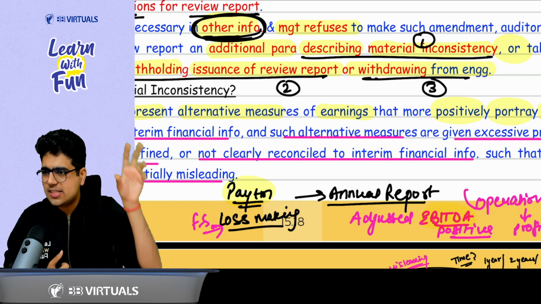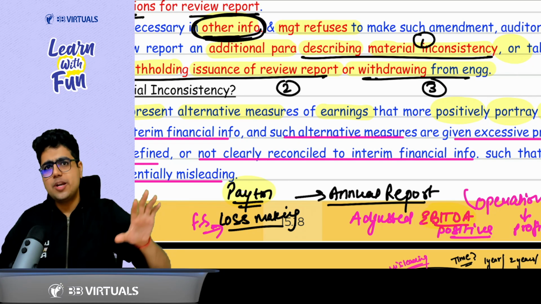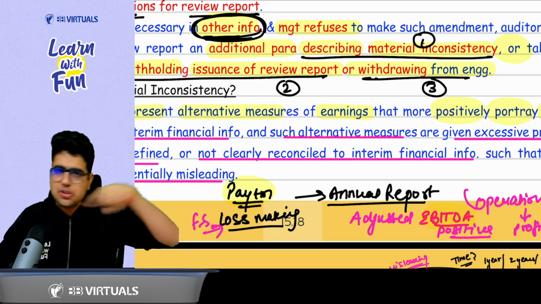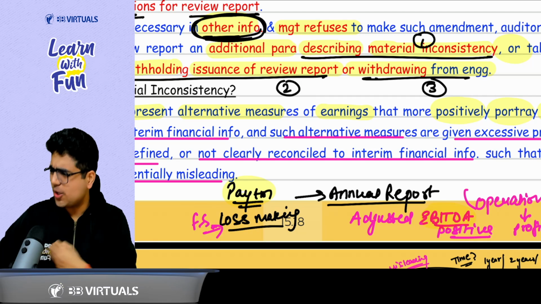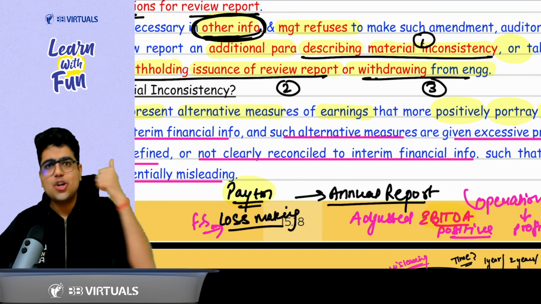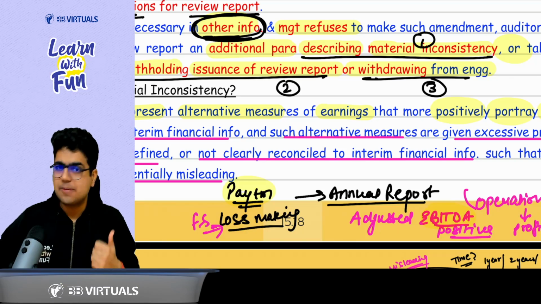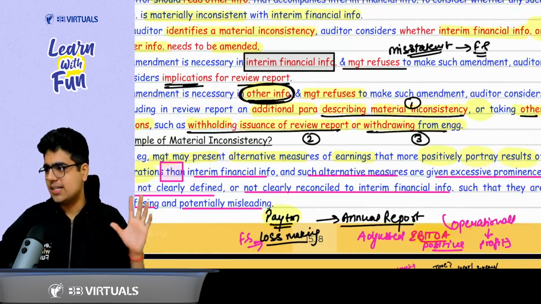Is it something which is contradictory? Financial statements are saying loss. Annual report is saying profit. Should they show some reconciliation or not? Tell the answer from your heart. Should they show some reconciliation between the financial statement and annual report figure? Yes, sir. If they are not showing this reconciliation, they are very, very bad. This is called a material inconsistency.